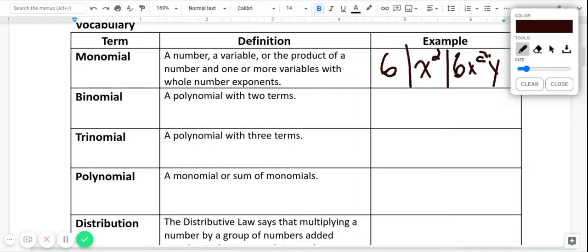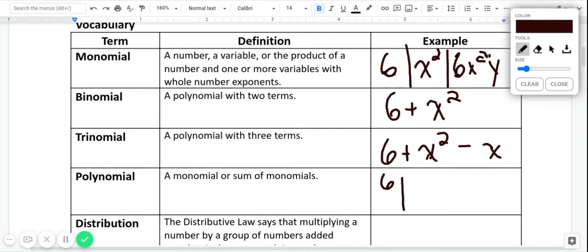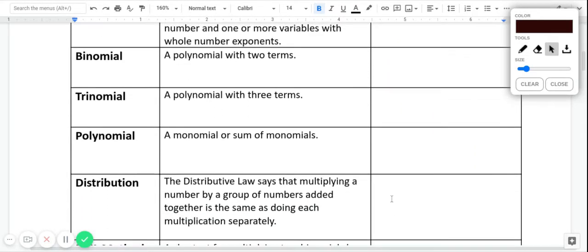Okay, how about a binomial? Well, that's a polynomial with 2 terms. For example, 6 plus x squared. A trinomial? Well, that's just a polynomial with 3 terms. So like 6 plus x squared minus x. We got 3 terms. And a polynomial is a monomial or sum of monomials. So that can be anything. A polynomial is just 6. A polynomial is 6 minus x squared, which is also a binomial. You get the idea here. We've talked about all this before. So let's keep going. Distribution.